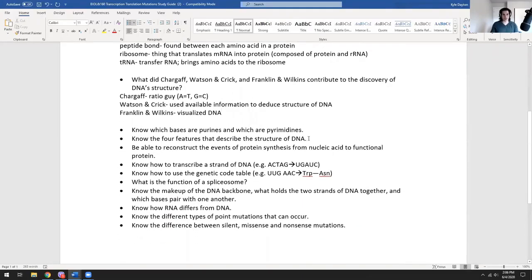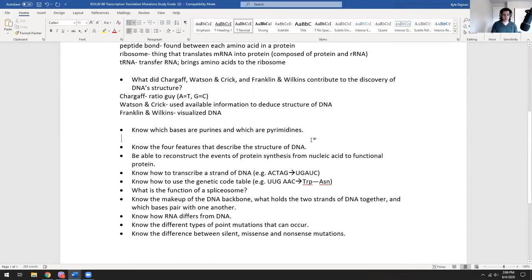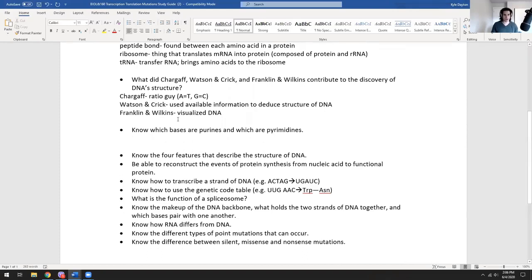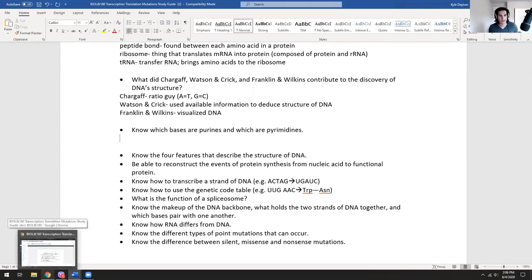Know which bases are purines and which ones are pyrimidines. Ooh, that's a pretty good one. I don't know if I'm going to test on that one, but do you guys know? There's got to be a way to remember this. Let's try to come up with an acronym or something.